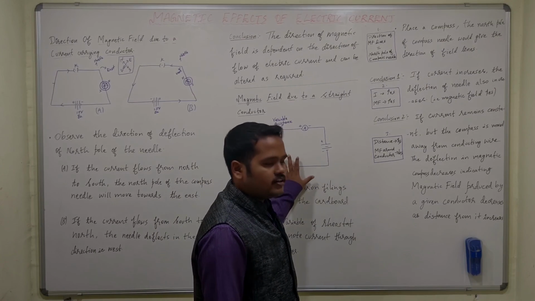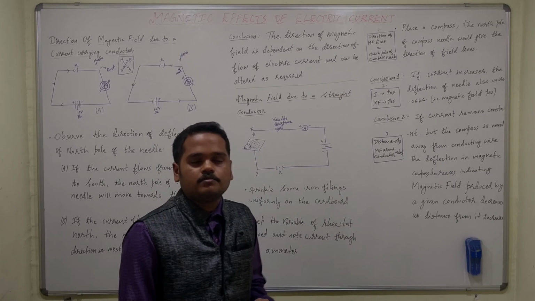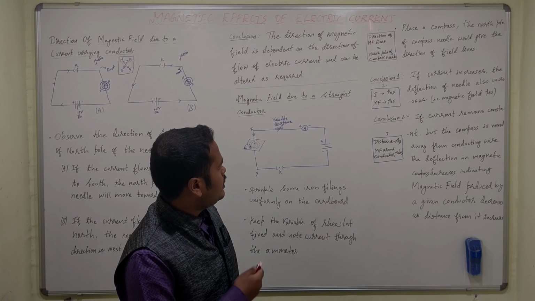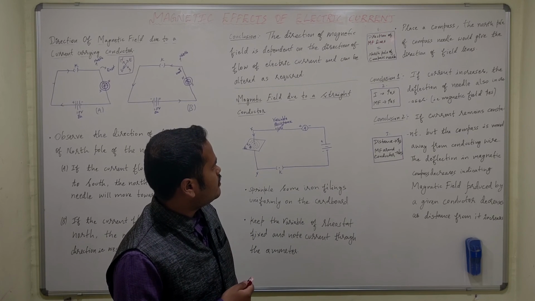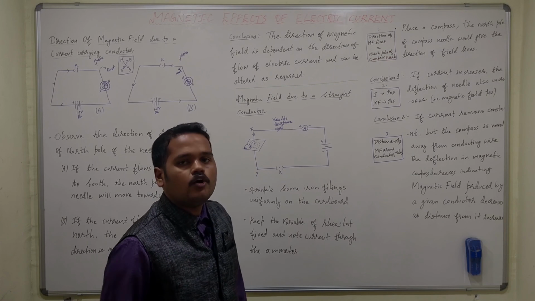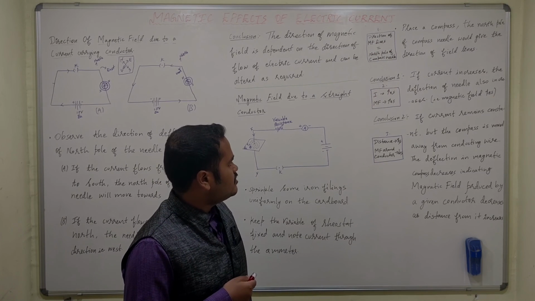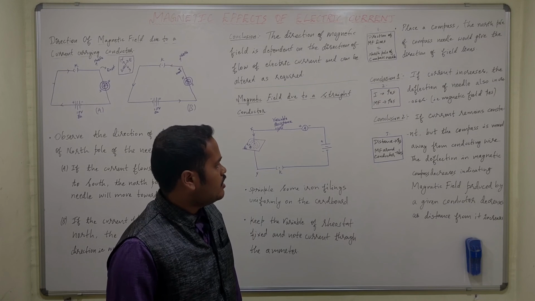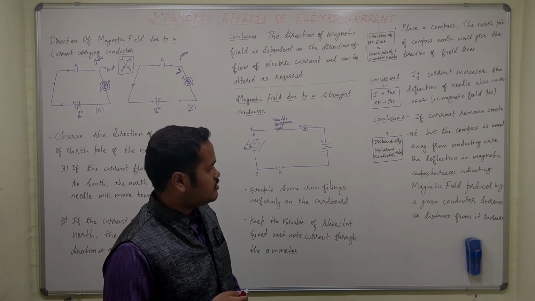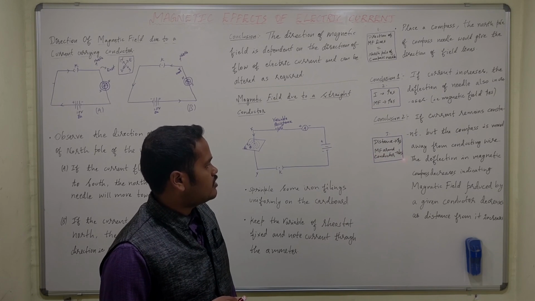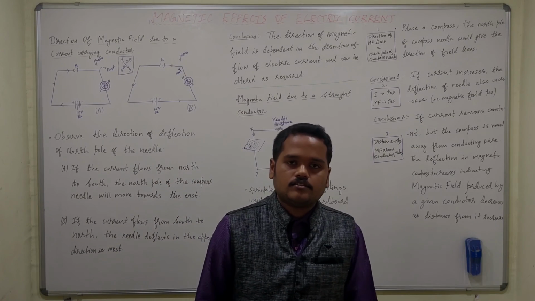This entire thing that we have learned in this particular experiment can be summed up in 3. 1. Direction of magnetic field lines equals the north pole of the compass needle. 2. If I increases, the magnetic field increases. 3. If the distance increases, the magnetic field around the conductor decreases.